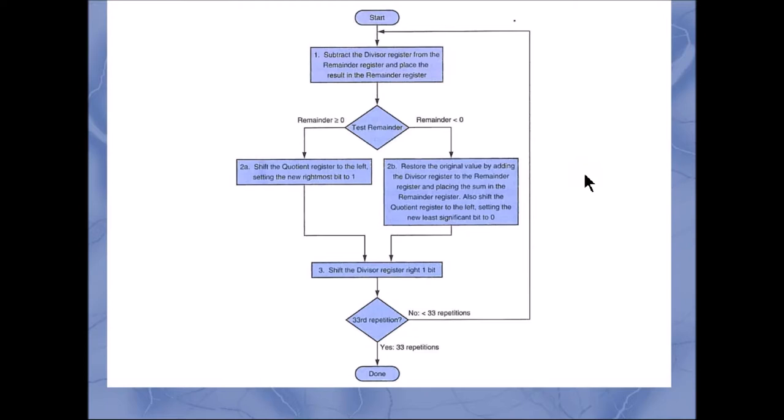Regardless of how that test turns out, we then shift the divisor register to the right 1 bit, and we go through 33 total repetitions if we have 32-bit registers. If we had 64-bit registers, we would need 65 repetitions. In the example I'm going to show you, I'm going to use small numbers, which will have fewer bits, so that it won't take forever, and you won't have to suffer through watching me write numbers for hours upon hours. But keep in mind that the number of repetitions is the number of bits you have in your registers plus 1.